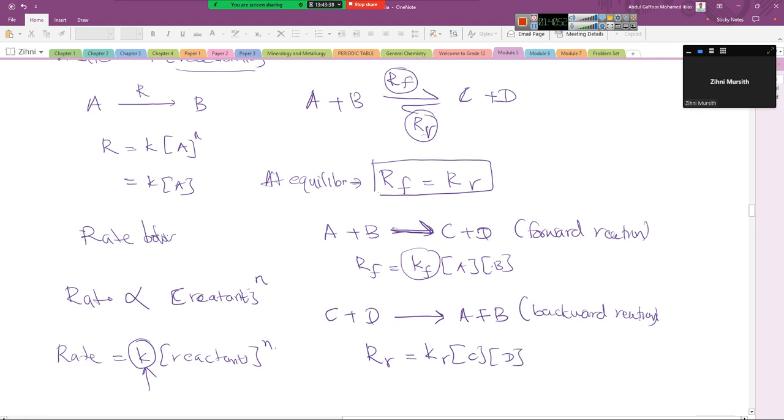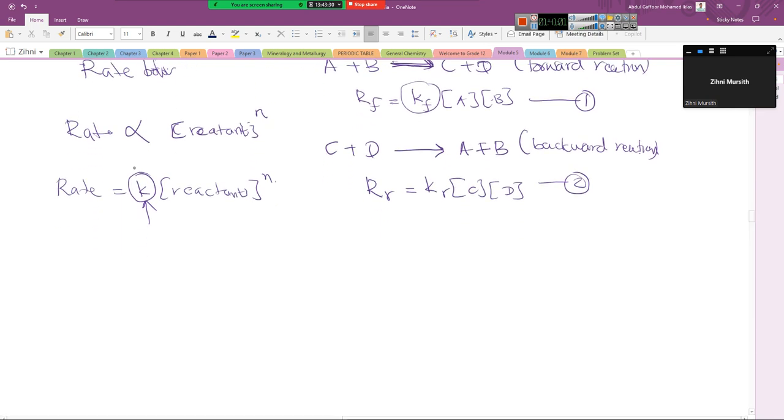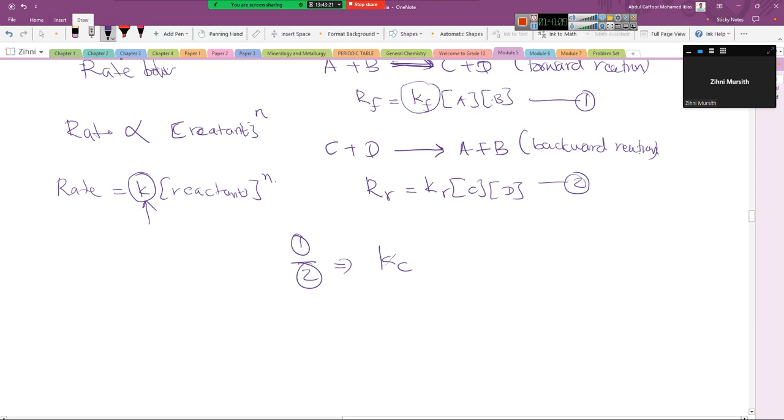Okay, now I'm going to take this equation as the first equation and this equation as the second equation, and I'm going to divide the first equation by the second equation, right? If I divide the first equation by the second equation, what will I get? Can you just try to write it? So RF divided by RR is equal to KF divided by KR, into A into B.